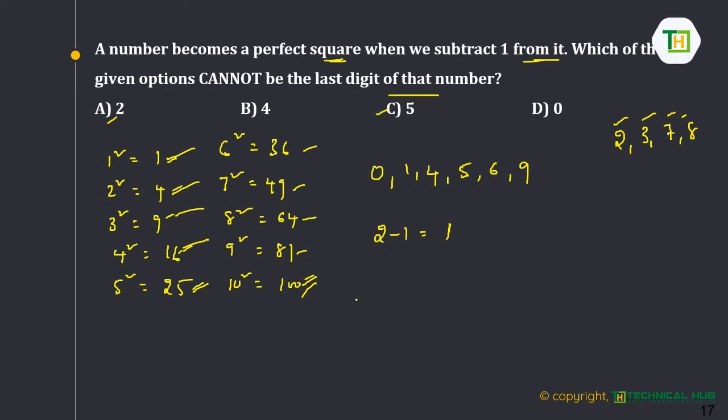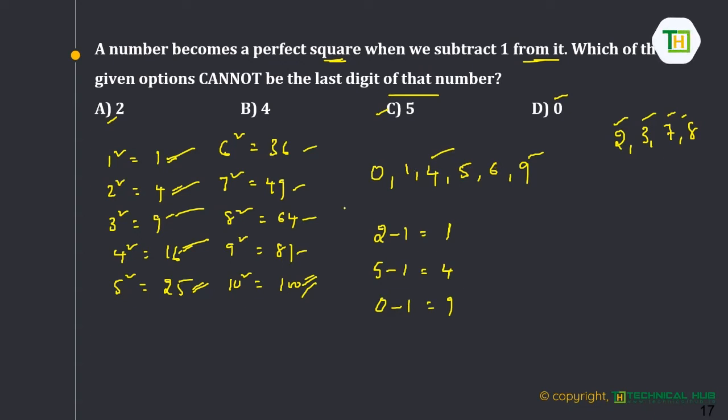Again, I will go for option C. Option C is given 5. So 5 minus 1 is equal to how much? 4. So the unit digit ending with 4 also has a chance to become a perfect square. And next, I will go for option D. Option D is 0. So 0 is actually 10, and 10 minus 1 is nothing but 9. So the unit digit ending with 9 is also a perfect square. So 0 minus 1 means you have to consider 9 only.